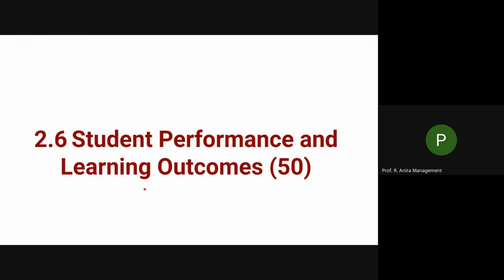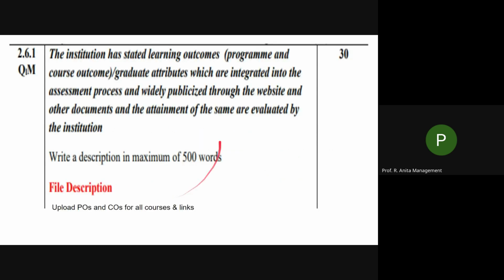Now coming to 2.6, which is student performance and learning outcome, which carries 50 marks. In this, the institution has to, this is a qualitative metric, clearly state the learning outcomes and how you are going to attain that. So you need to upload your POs and COs for all the courses, and the links you need to give here, where it goes for 30 marks, because the outcomes are very important after the teaching learning process, right?